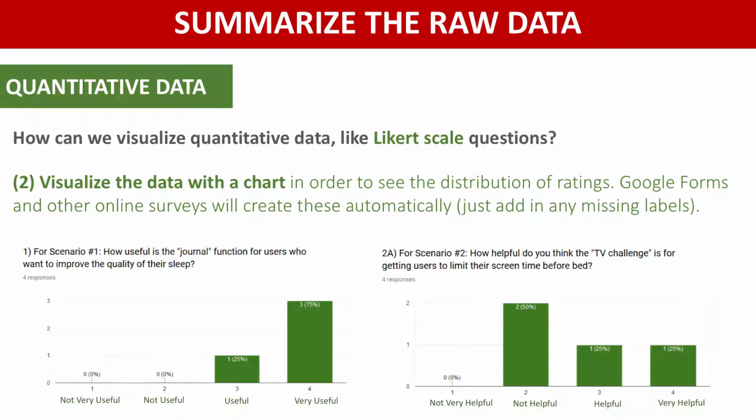One thing I do want to mention though is you just want to make sure that you add any missing labels. If you notice at the bottom of these charts, they just list out 1, 2, 3, and 4. Those green labels are where I added the Likert scale anchors: not very useful, not useful, useful, and very useful, for question number 1. They were labels that I added because they were missing from Google Forms. So if you do leverage these types of charts, which is a great way to leverage what's already been done, just make sure you add in any missing labels so that we can fully understand the data.